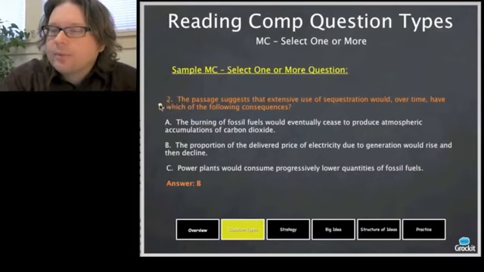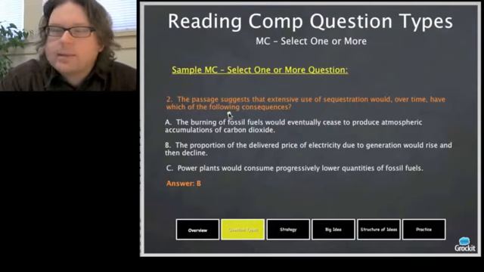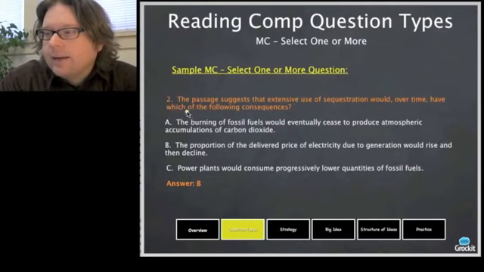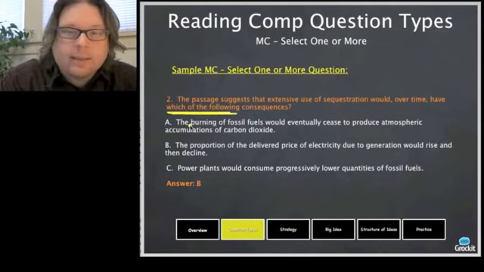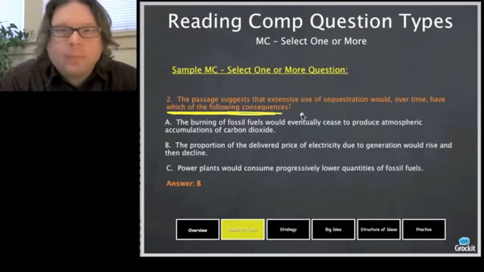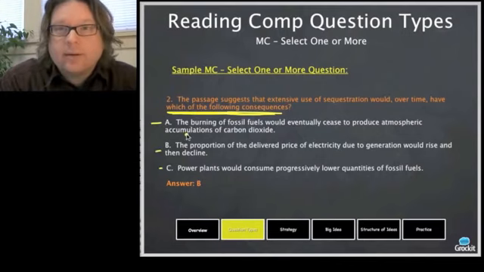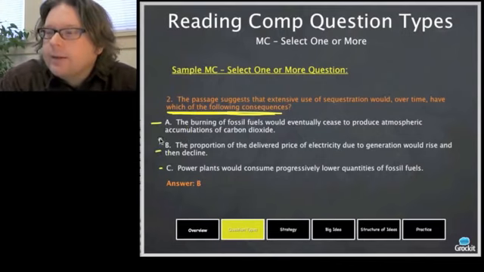With select one or more, it'll be something like: The passage suggests that extensive use of sequestration over time would have which of the following consequences. Sometimes it'll just say which of the following, which is open-ended. It doesn't necessarily mean a single answer choice, but it may also allude to there being more than one answer choice. The way that you know that it's select one or more is that there's only 3 answer choices, 5 versus 3. Here, the answer is B.